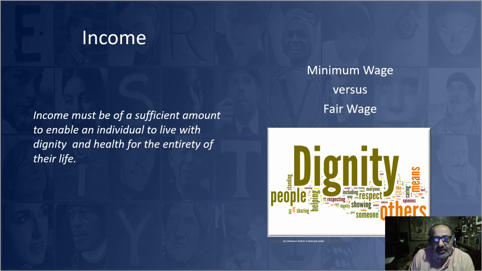So I'm going to spend a few minutes on income. It's not enough just to have a job and just to have an income. The income has to be a sufficient amount to enable an individual to live with dignity and health for the entirety of their life, which brings up this issue of a minimum wage or a fair wage. We're going to spend a whole lecture on this later on, so I'm not going to go into much detail at this stage, but I'll plant the seed: it may not be enough to just pay whatever the government says you must pay a worker. Maybe we should pay them a little bit more.